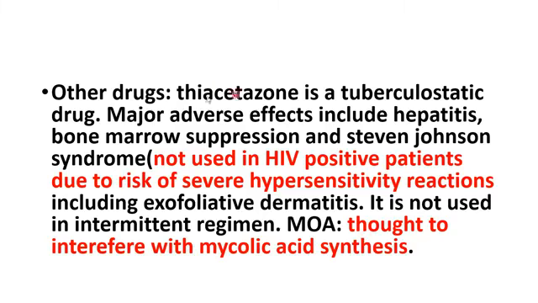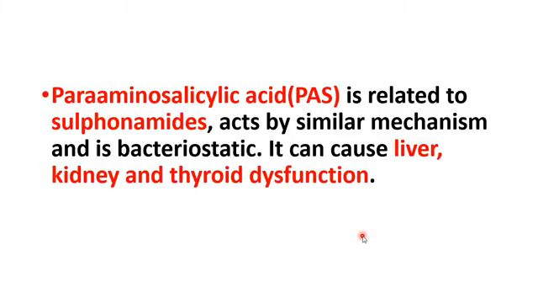So I will repeat thiacetazone again. It is a tuberculostatic drug. It can cause hepatitis. It can cause bone marrow suppression. It can cause Stevens-Johnson syndrome, particularly in HIV positive patients. It carries a higher risk of hypersensitivity reactions, including exfoliative dermatitis. The mechanism of action is that it is thought to interfere with mycolic acid synthesis.